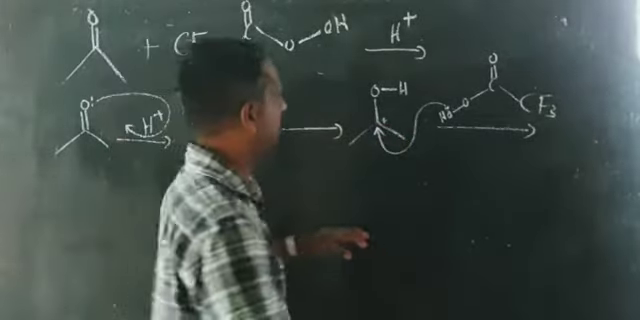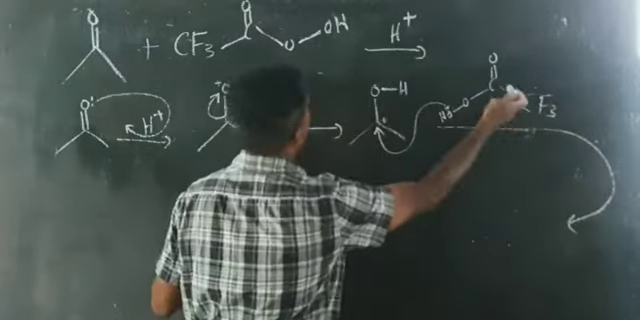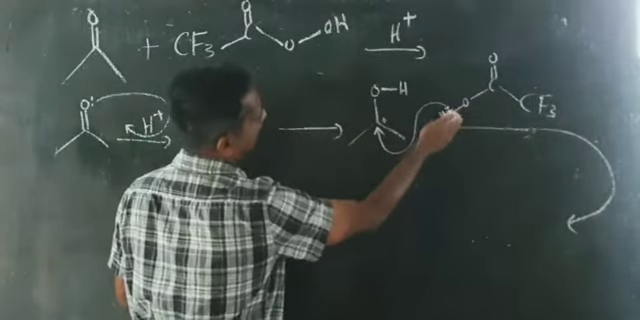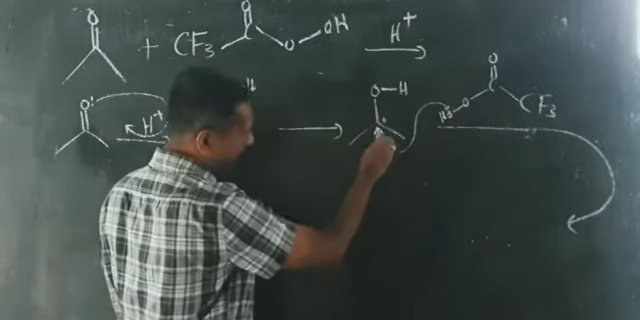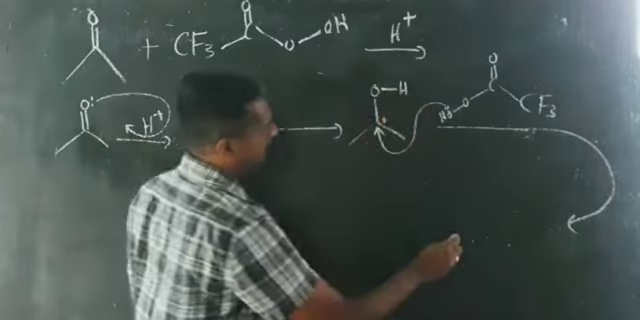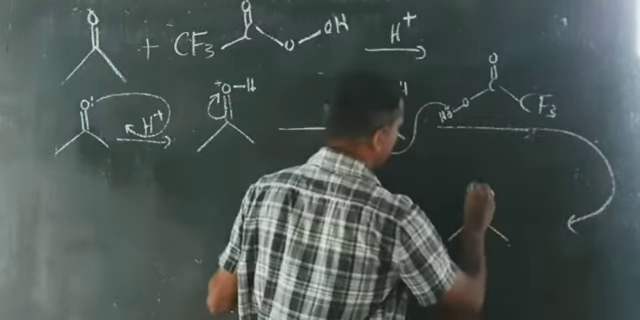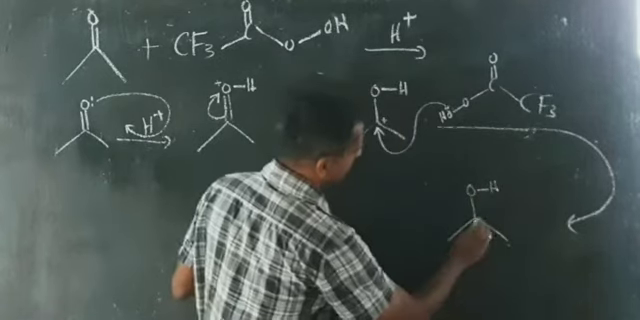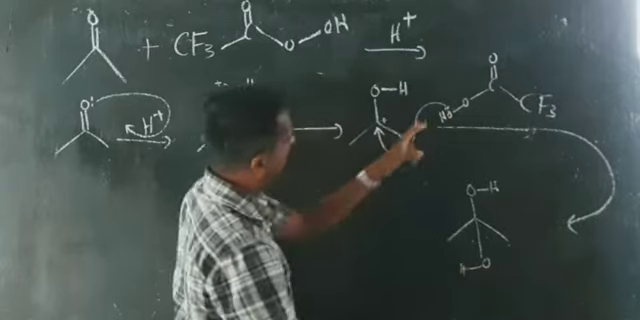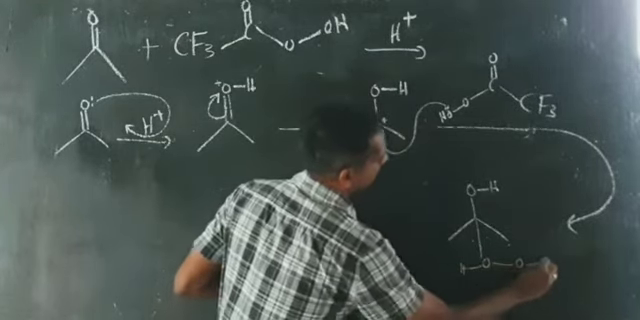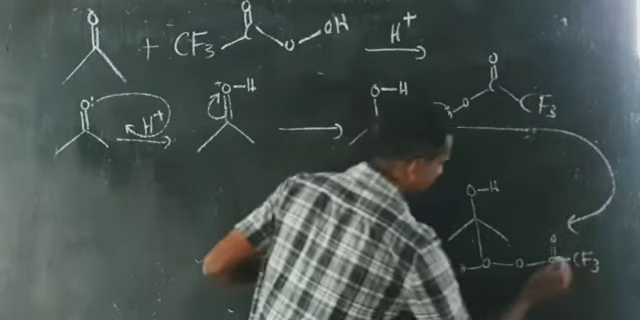And what do you get? Look at it here. This is CF3, C double bond OOH. This lone pair of electrons of the OH group is attacking this positively charged carbon, and we get a structure like this. Here it is OH, and here it is O, and here it is H, OH, and here it is O, and here it is C double bond O, CF3.